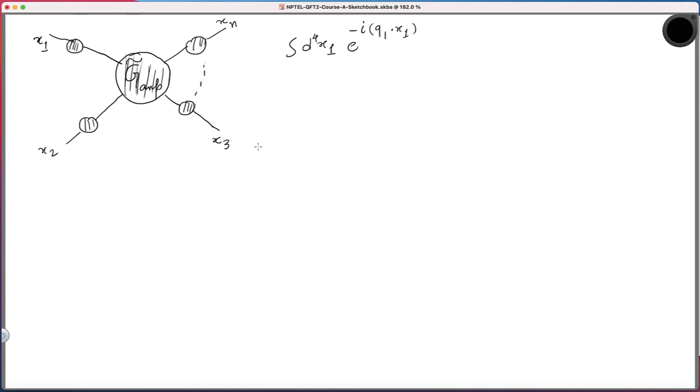Then if I write the expression of this G tilde (x1, x2, x3, ... xn), then it will be, you remember, so here I should assign momenta k1. I'll not worry about these, but let me nevertheless write.